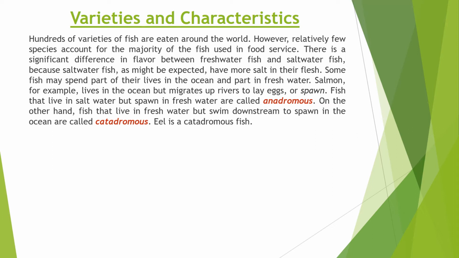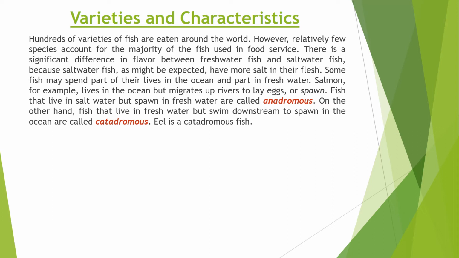Because saltwater fish, as may be expected, have more salt in their flesh. Some fish may spend part of their life in the ocean and part in fresh water. Salmon, for example, live in the ocean but migrate up to the river to lay their eggs or spawn. Fish that live in salt water but spawn in fresh water are called anadromous.